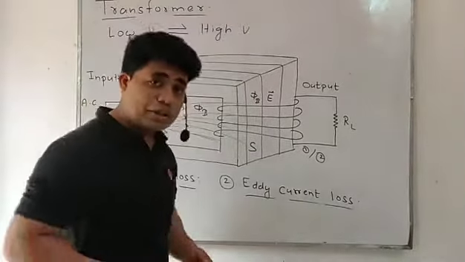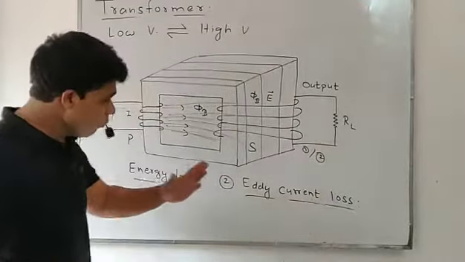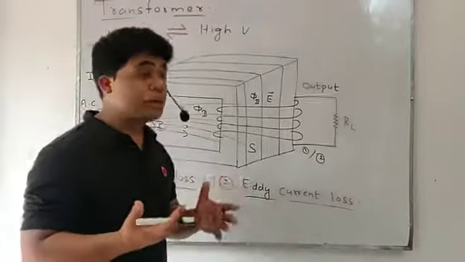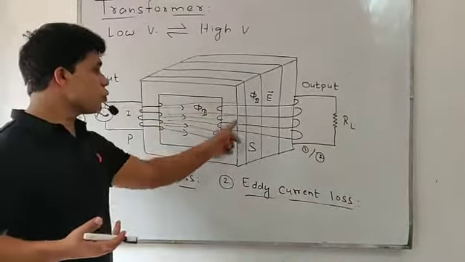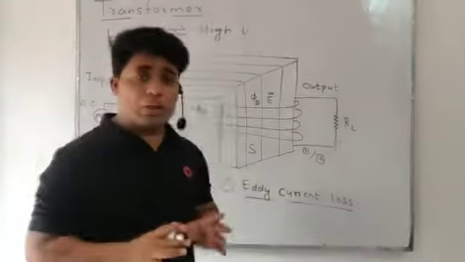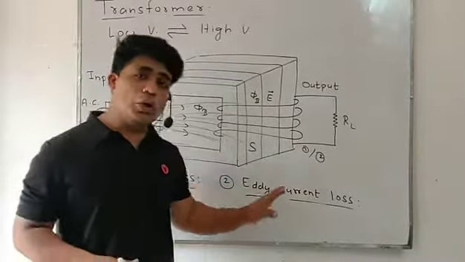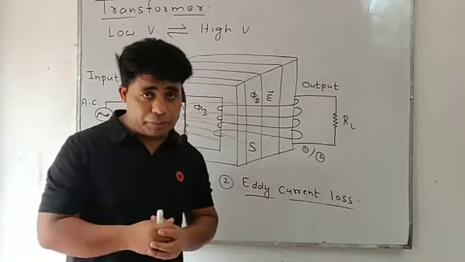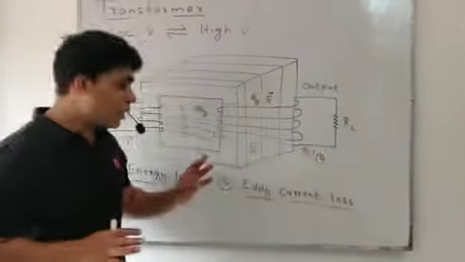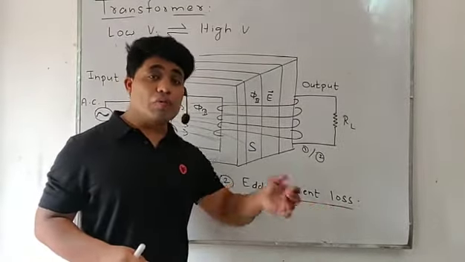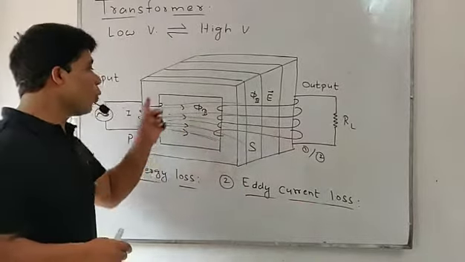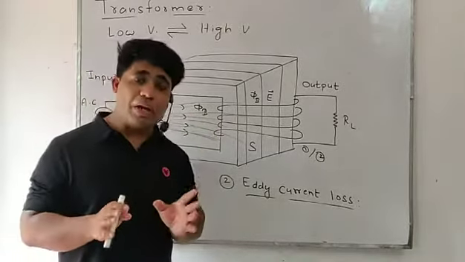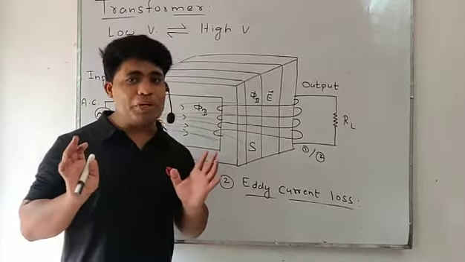Okay, the second is eddy current loss. What happens, students? Due to this AC source, the alternating source, it produces eddy currents in that soft iron core. This is said to be eddy current loss. Due to this eddy current loss, it leads to loss of energy in the form of heat. So in order to minimize this eddy current loss, we have to use a laminated core. That's why we use this soft iron core that is well insulated, well laminated from each other.